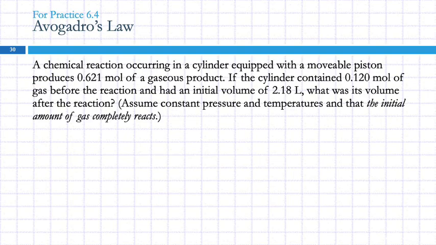So here's an Avogadro's law problem. A chemical reaction occurring in a cylinder equipped with a movable piston produces 0.621 moles of a gaseous product. If the cylinder contained 0.120 moles of gas before the reaction and had an initial volume of 2.18 liters, what was its volume after the reaction? Assume constant pressure and temperature and that the initial amount of gas completely reacts. That's like the fine print.